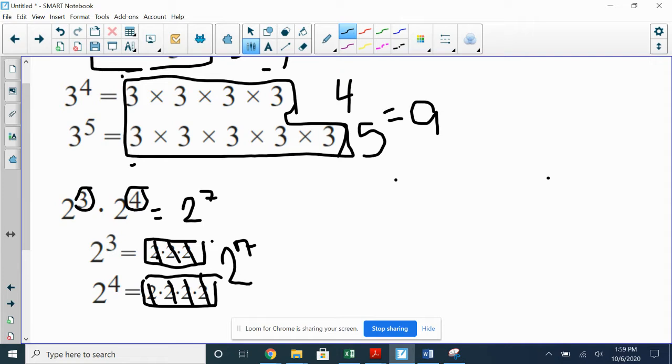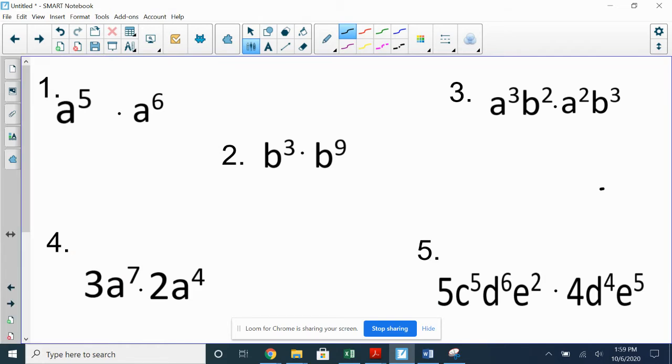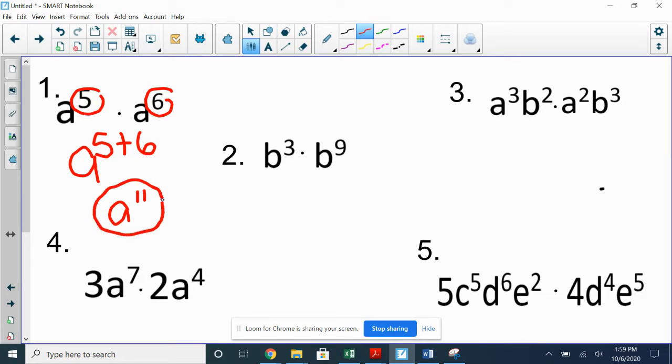So now that we see what it is and how it works, let's go through a couple of different example types. On this first one, I have a to the power of 5 times a to the power of 6. So we have a matching base of a. So we're going to have a to the first exponent, which is 5, plus the second exponent, which is 6. So a to the 5 plus 6 is going to leave me with a to the power of 11.